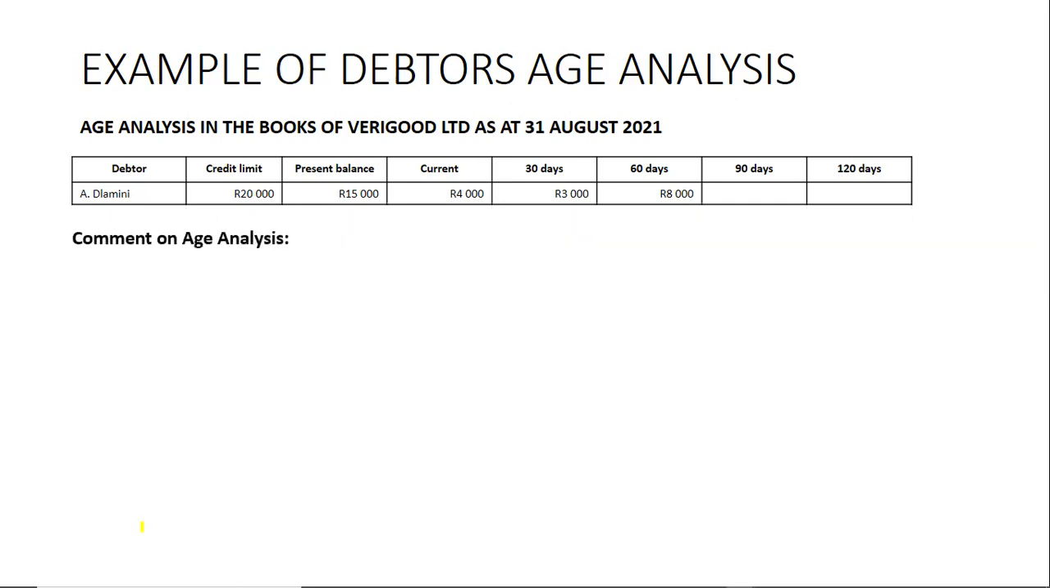Now let us look at A. Limit. Credit limit is 20,000. The present balance is 15,000. So in that scenario, we could say the company made sure that the balance stays under the credit limit, which is good. But let's just analyze the values that we have here.